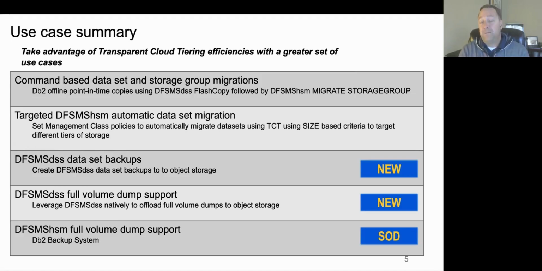A very compelling use for TCT is full volume dump support. We're going to spend a little bit of time on that on the next couple slides. But really what you can do is use DSS to dump entire CKD volumes to an object store and then also restore them. And finally, as a statement of direction, HSM's fast replication support, the DB2 backup system capability, that's something that we look to deliver in the first half of next year.